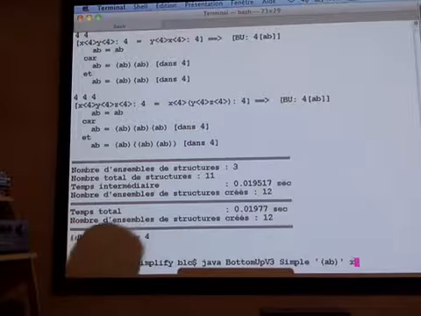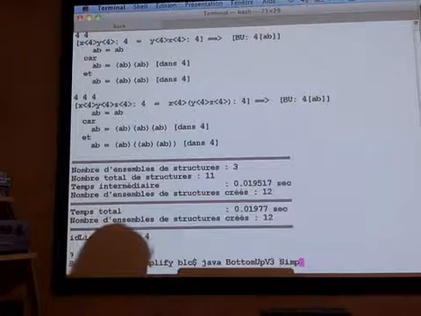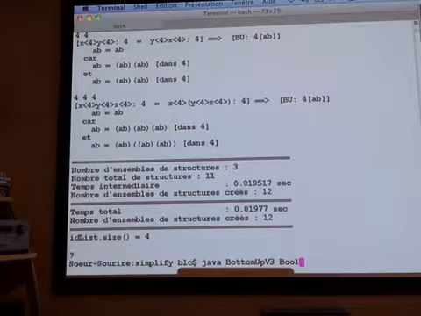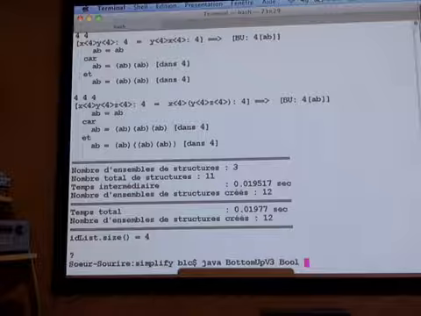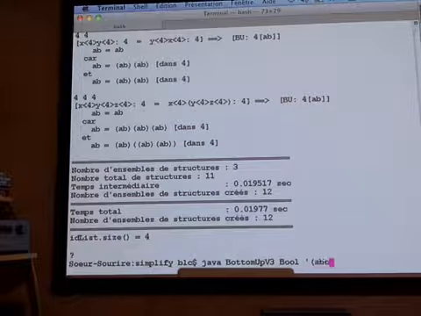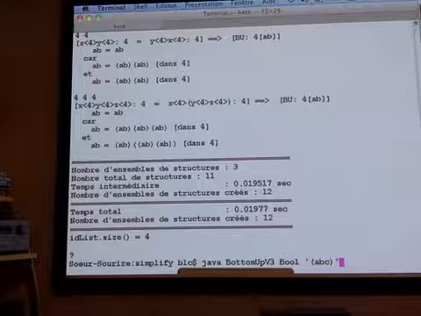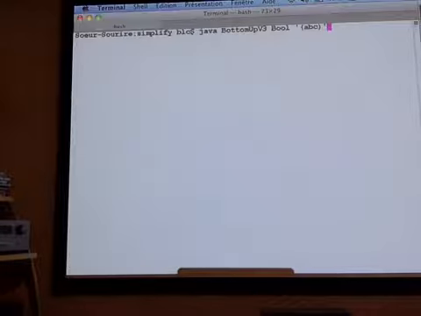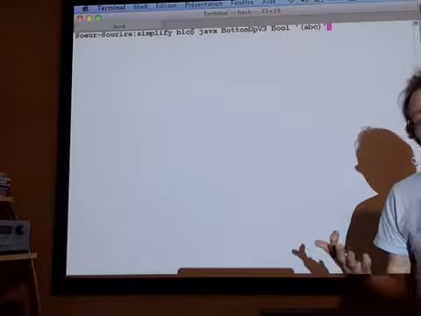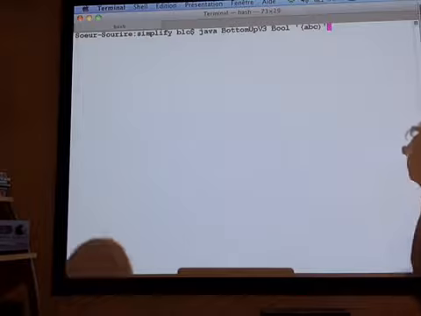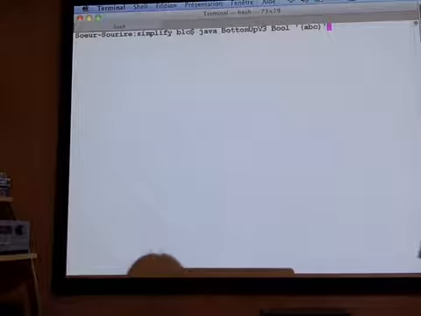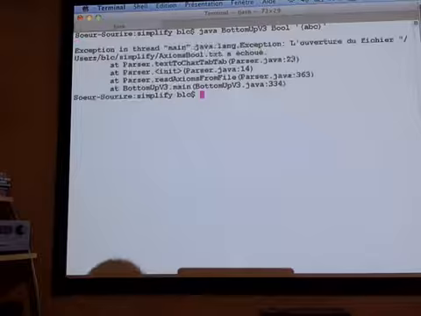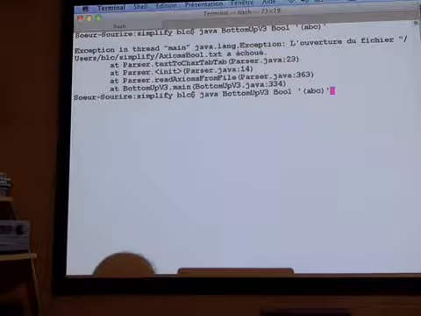Okay, and also I will use 3 propositional variables A, B, C. So we will generate all Boolean formulas involving A, B, and C. Oh, I'm sorry.